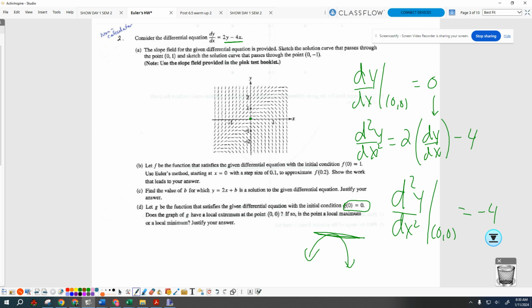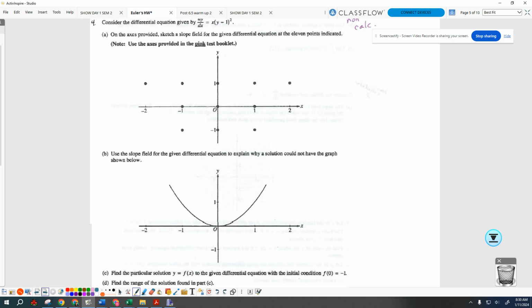And real quick, can we look at this guy? Can we look at part B? It says, how come this can't be a solution? And we should have drawn the slope field. But look at the equation of the slope. dy dx equals x times y minus 1 squared. Why is this absolutely definitely not an answer? None other than Amir who knows it. Okay.